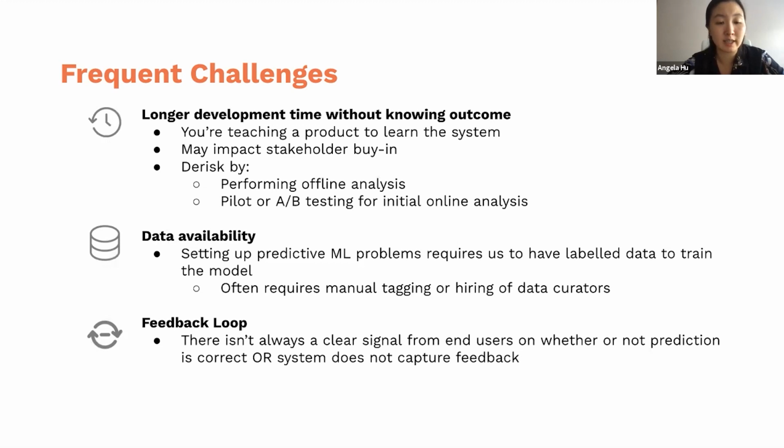The last challenge is that there isn't always a great feedback loop. So what this means is sometimes there isn't always a clear signal from our end users on whether or not the prediction is correct or helpful. And so for the ML model, of course, the improvement relies a lot on that and knowing whether or not we're actually providing lift in a live model. A lot of the times it will vary on whether or not we can actually get feedback from the user.